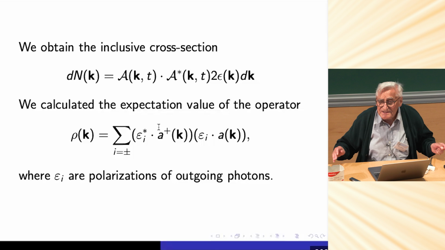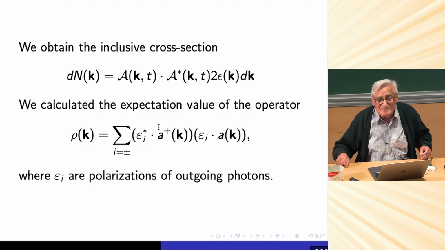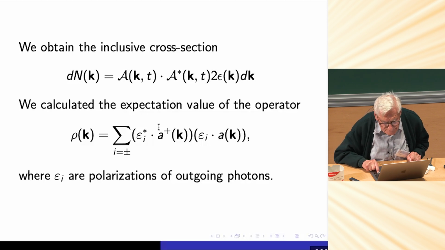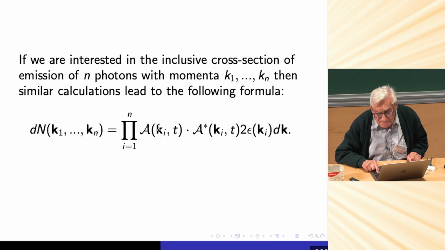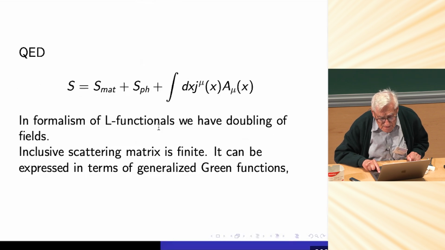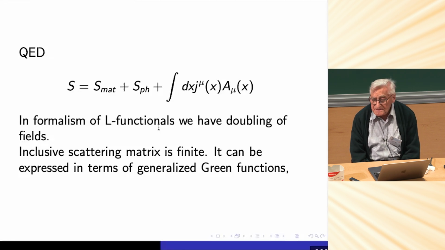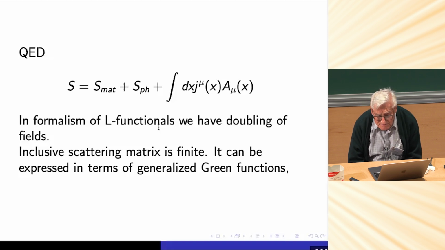To get this in the standard formalism, you should sum a geometric progression. But here you don't need this. The calculation is much easier. Yes, you have the inclusive cross-section and photons. You have a similar formula. This is a simplified version of electrodynamics. You can consider full electrodynamics, you can consider L functionals.